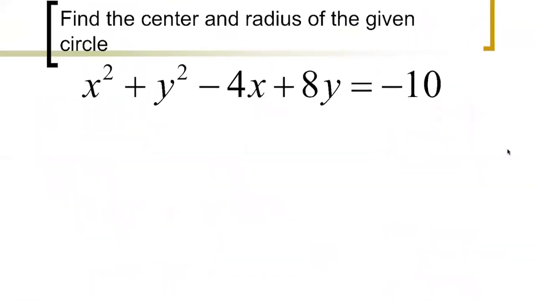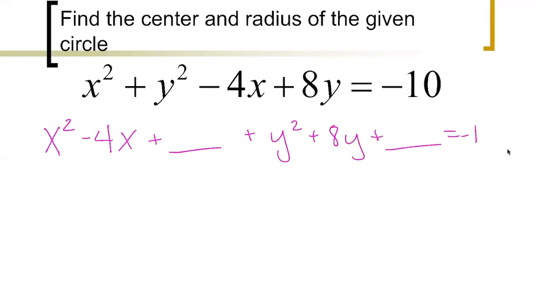So let's try another one. This one is saying find the center and the radius of the given circle. So again, our first step is to rearrange, get all our x's together, get our y's together. Remember, I'm going to put my blanks in here. If I put 2 blanks on the left, I must put 2 blanks on the right. Gave myself room.